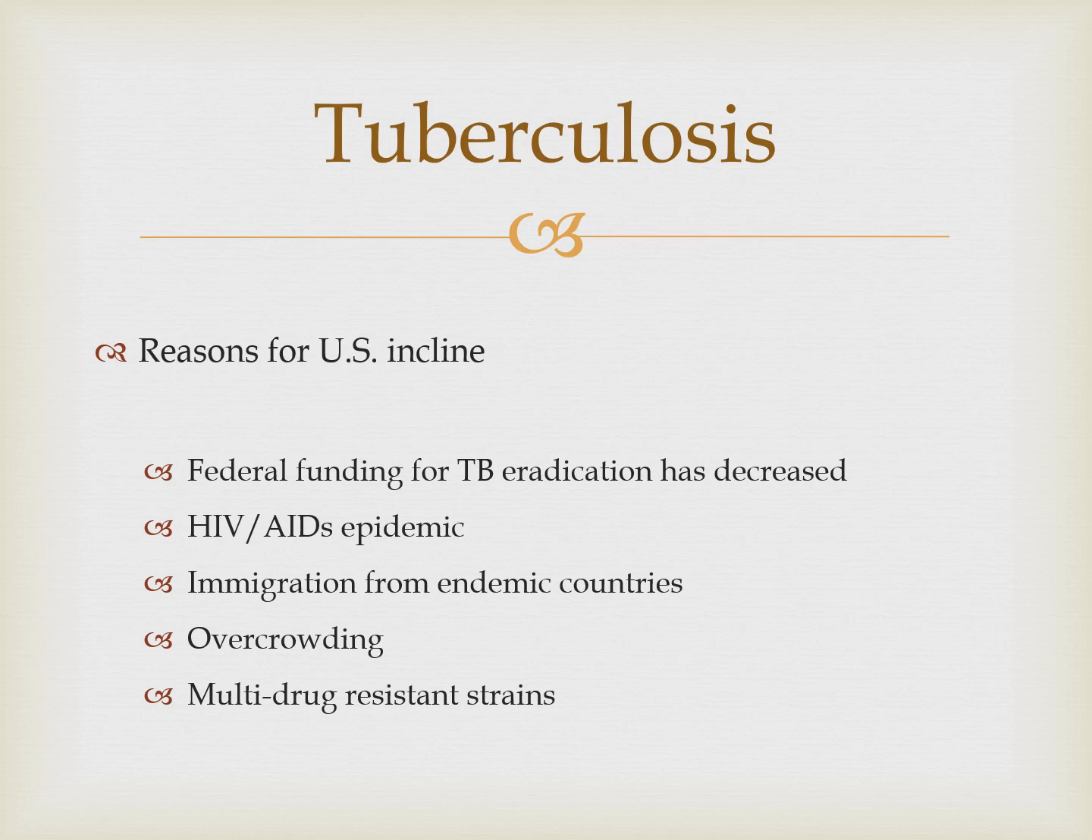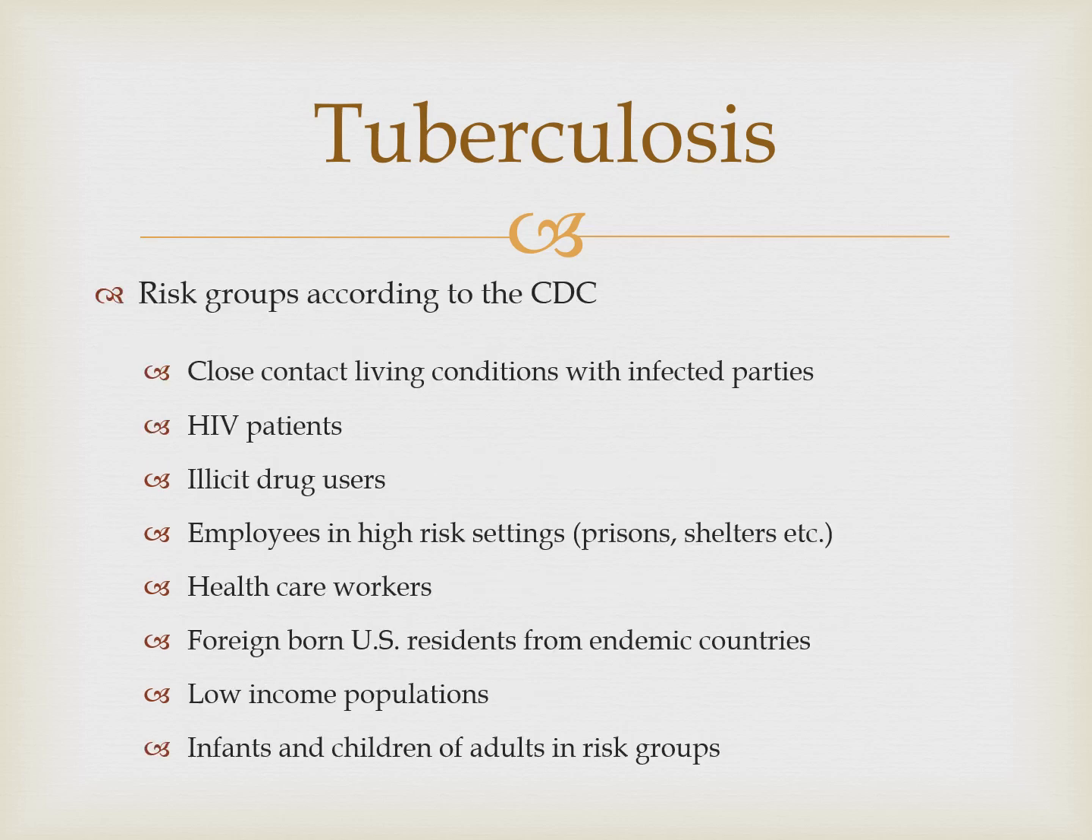That would help. There are some populations that are considered risk groups according to the Centers for Disease Control for getting Mycobacterium tuberculosis. If you're a person living in close contact with other infected parties, it's pretty communicable. You're likely to develop TB. If you're an HIV patient or if you're in some way immunosuppressed, you're going to be a lot more susceptible to TB.